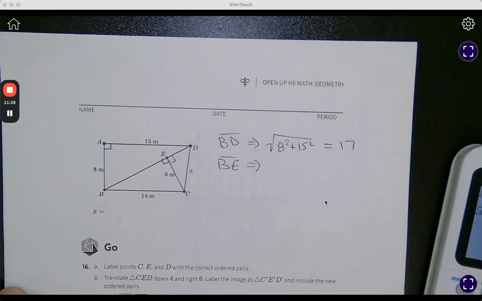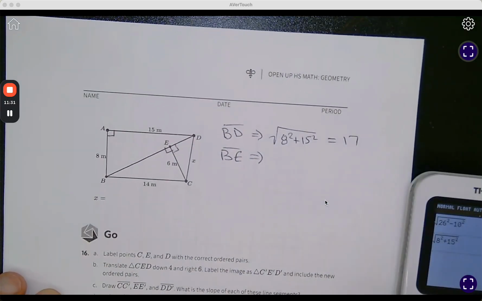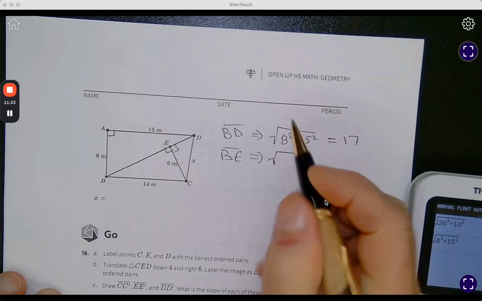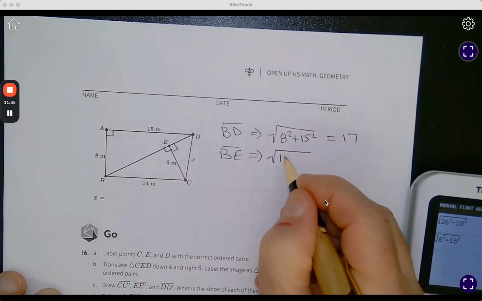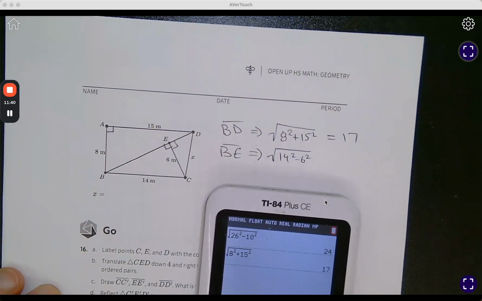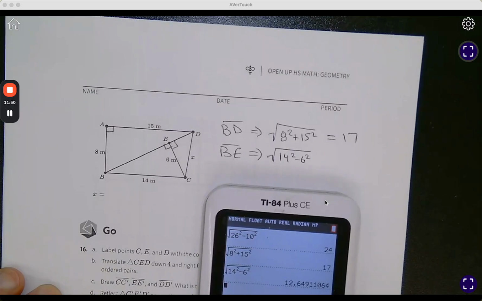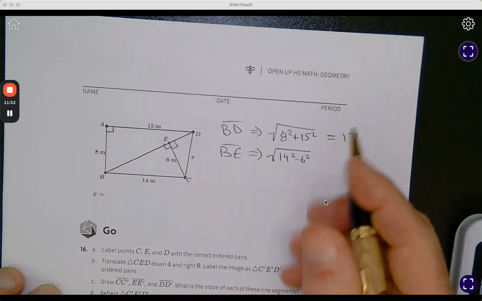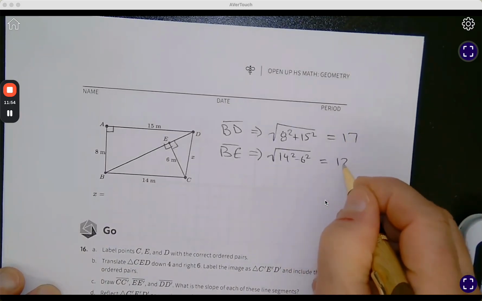BE is going to be the square root of 14 squared minus 6 squared. So second square root, 14 squared minus 6 squared. Oh, 12.65, let's call it. So that equals 12.65.